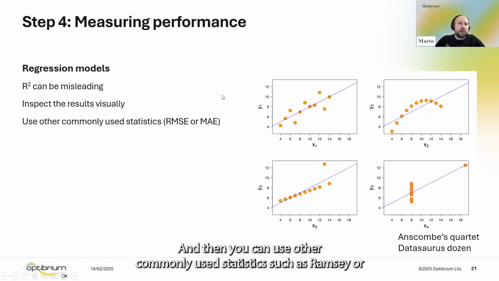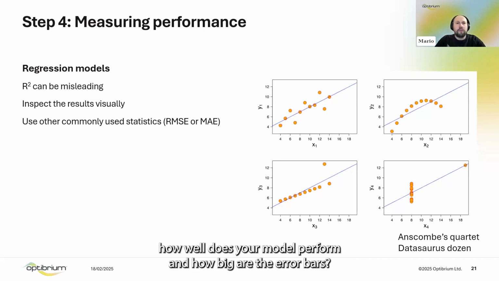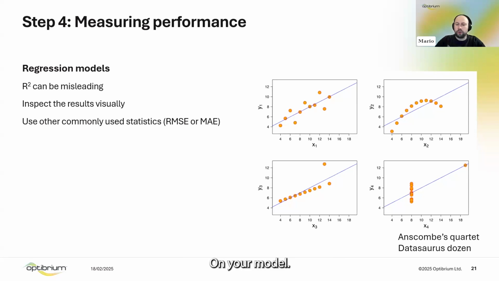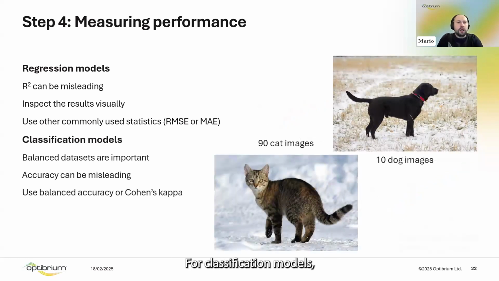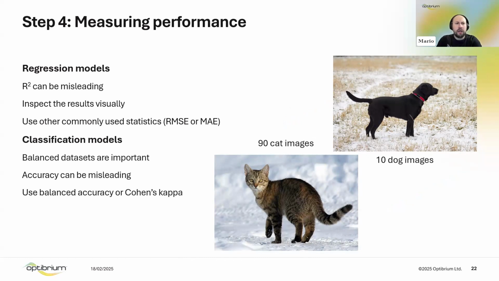And then you can use other commonly used statistics such as RMSE or MAE. These also give you an idea how well your model performs, and how big the error bars on your model are. Now, this is for regression models. For classification models, people tend to use accuracy as the performance measure. And it is important to know that accuracy only works when your test set is balanced. If it's not, then accuracy can be very misleading.